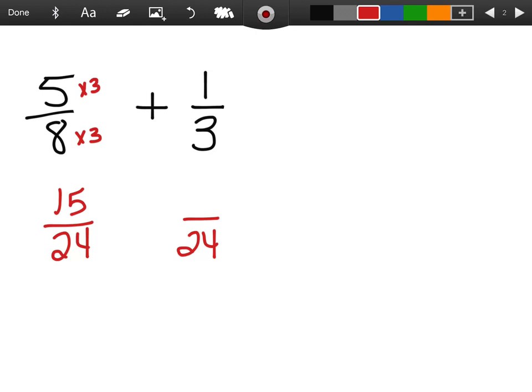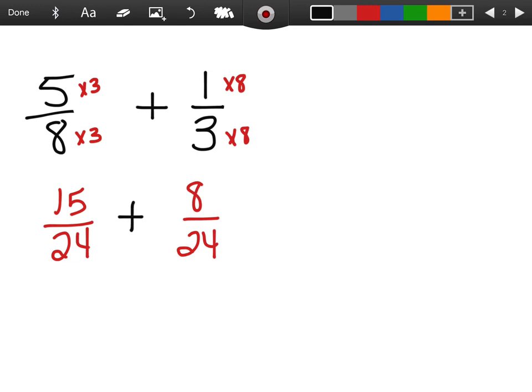Now I'm going to look at 1/3. Again, I want this 3 to turn into 24. Well, to make that happen, I have to multiply it by 8. So I'm going to multiply 3 by 8, and again, whatever I do to the denominator, I must do to the numerator. My top and bottom numbers must be multiplied by the same amount. Okay, so 3 times 8 is 24. 1 times 8 is 8. And again, I am adding together.